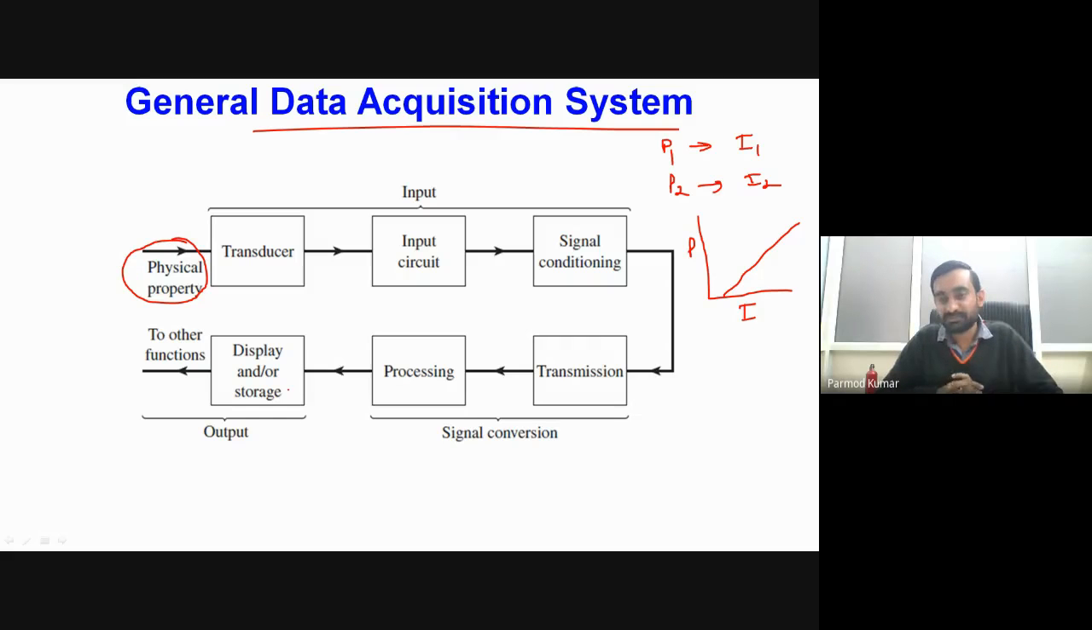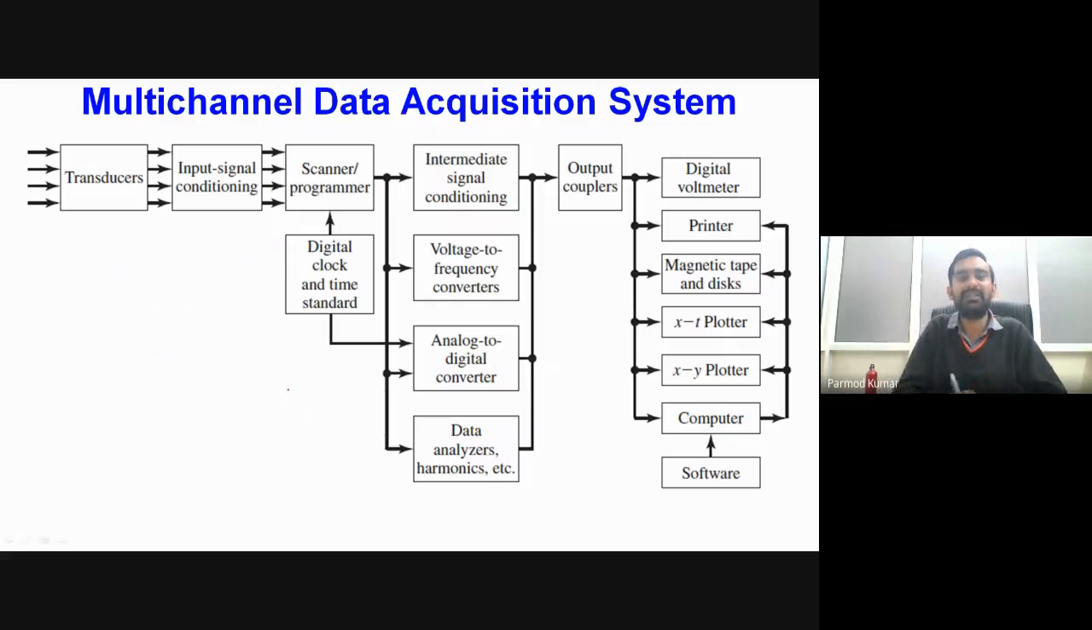Okay, so that will become costly, and at the same point of time it will not be feasible to replicate a single unit depending upon the number of channels, whatever number of parameters for which we want to do the measurement. So that's why we have certain systems which provide access to multi-channel data acquisition. In multi-channel data acquisition, we will have a number of transducers, and we will have a number of conditioning circuits.